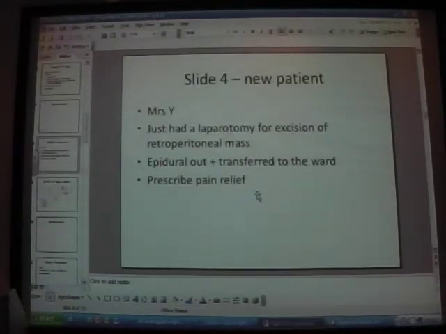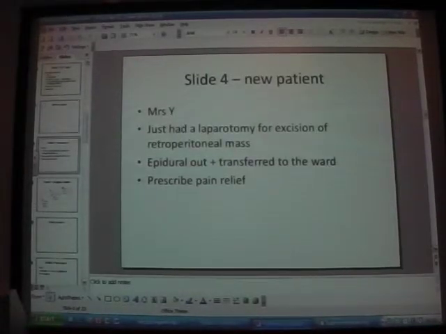We've got a new patient now. Mrs. White has just had a laparotomy for excision of a rectal peritoneal mass. She was transferred to HDU after her operation. She had an epidural in, and now it's come out, and she's been transferred to the ward. Somebody forgot to prescribe pain relief for her. She was entirely dependent on this epidural, and now it's up to you. So, prescribe her some pain relief.